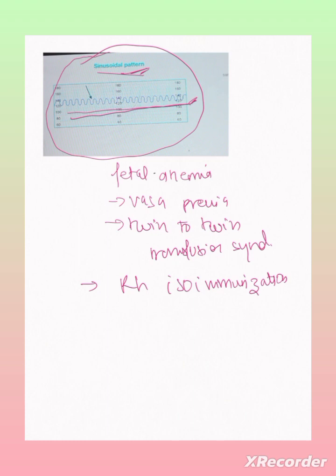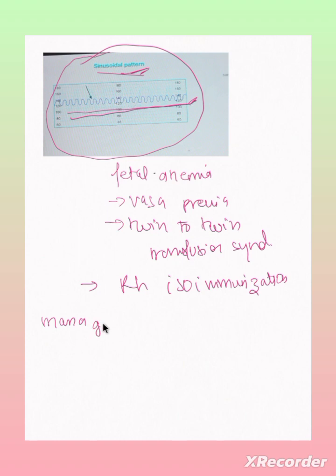So the management is, what is the management if you get this type of pattern? The management is immediate termination of pregnancy. In other words, you have to go for a cesarean section immediately.